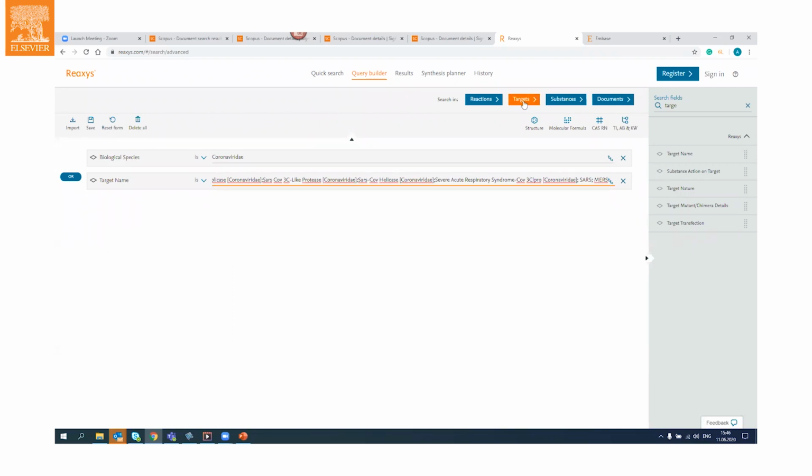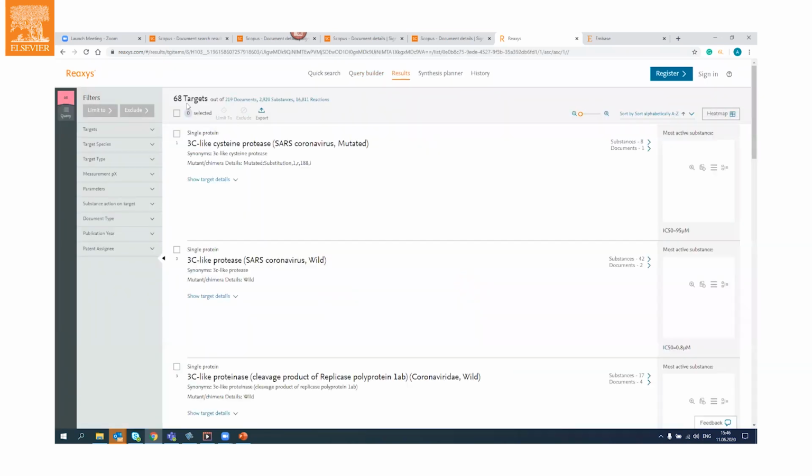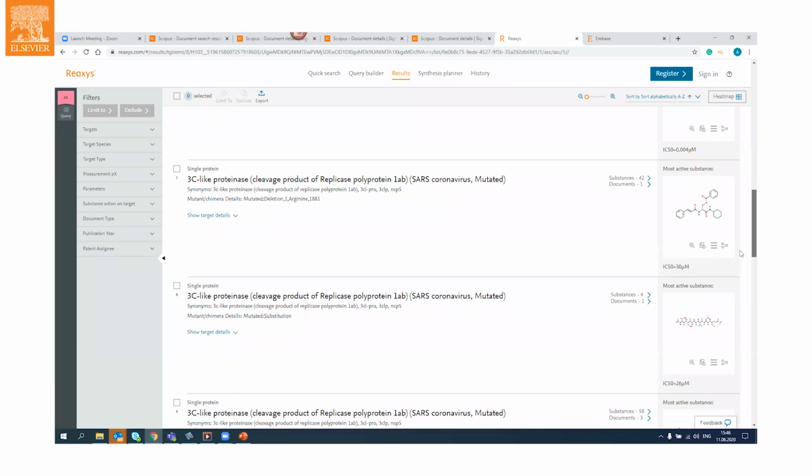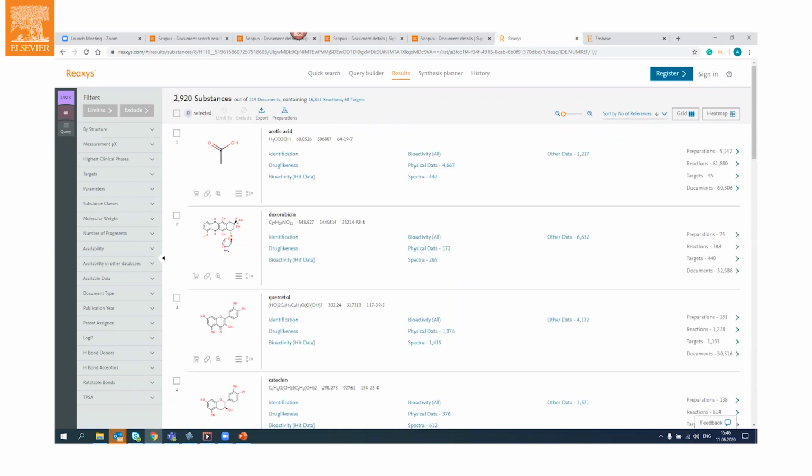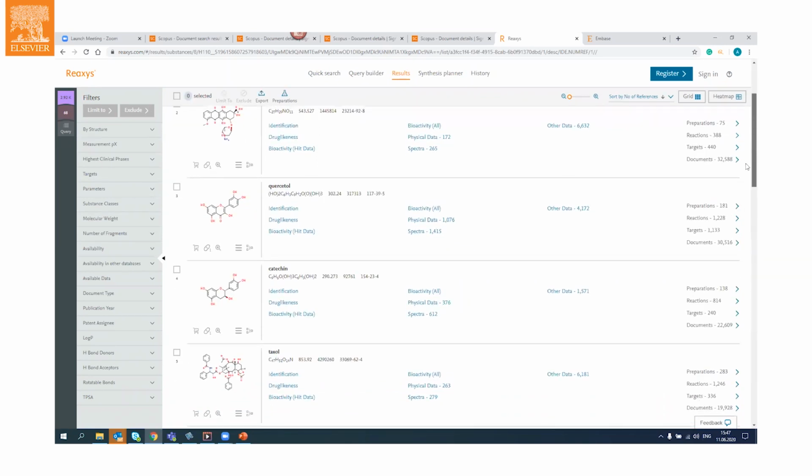Okay, first of all, let's find all targets related to coronavirus. And we found 68 targets. And as you see, it's different species, mutated, wild, whatever. And after that, just in one click, you need to click there, substances. You will get 2,000 substances which have reported bioactivity against this target.